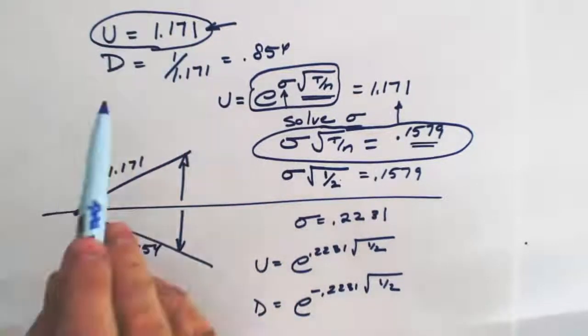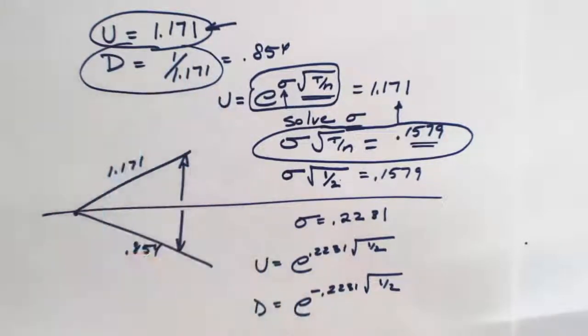I introduced the U and the D and just gave you the numbers, but now I'm giving you the intuition that the size of those ups and downs are a function of the volatility of the underlying stock. So keep that in mind. The volatility of the underlying stock is 22.31%.